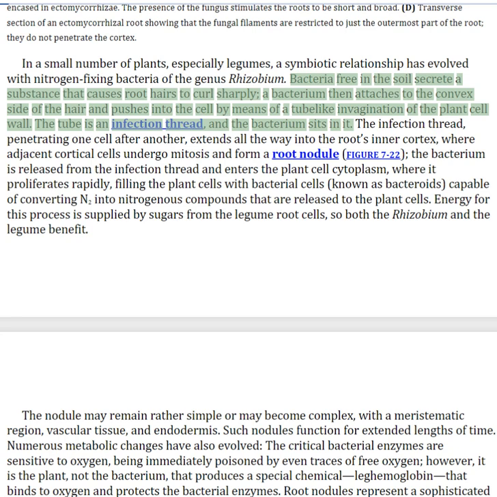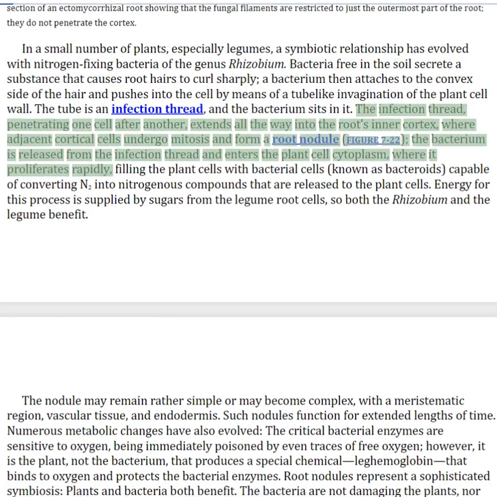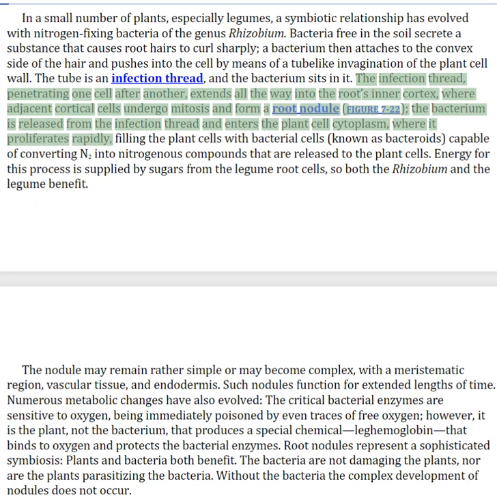Bacteria free in the soil secrete a substance that causes root hairs to curl sharply. A bacterium then attaches to the convex side of the hair and pushes into the cell by means of a tube-like invagination of the plant cell wall. The tube is an infection thread, and the bacterium sits in it. The infection thread, penetrating one cell after another, extends all the way into the root's inner cortex, where adjacent cortical cells undergo mitosis and form a root nodule.